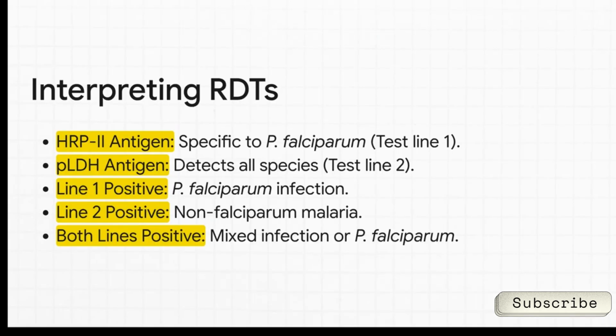Now, out in the field, you'll see a lot of rapid diagnostic tests. They work by detecting parasite antigens. The trick is just knowing what the different lines mean. There's usually a line for HRP2, which is specific to falciparum, and another line for pLDH, which is pan-malarial. It detects all the species. So think it through. If only the HRP2 line shows up, it's falciparum. If only the pLDH line is positive, it's one of the other guys. And if both lines are positive, well, that means it's either a mixed infection or it's just pure falciparum.